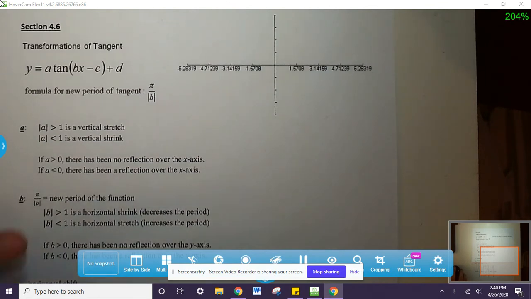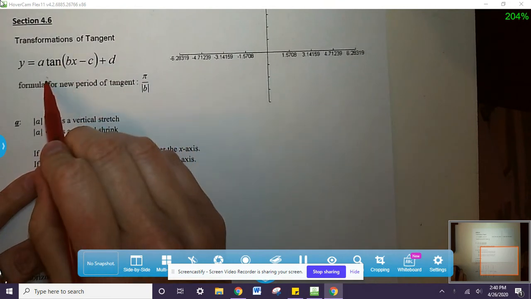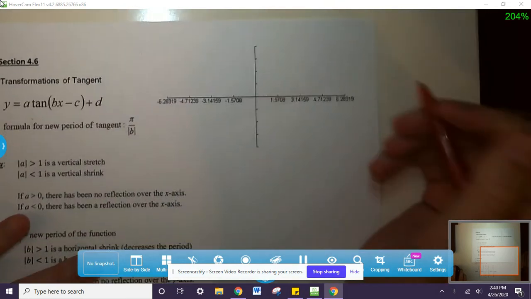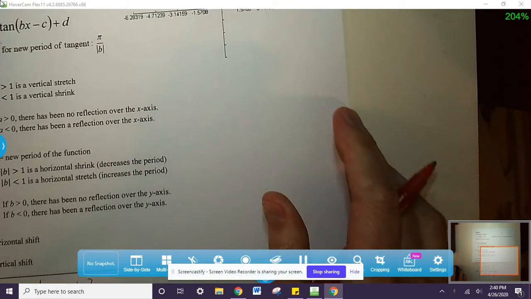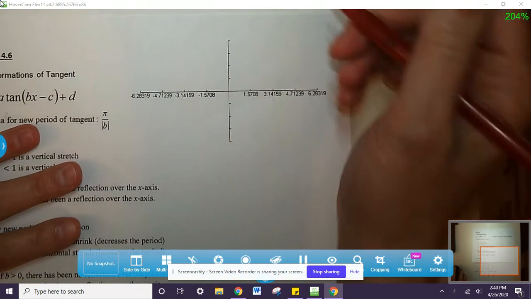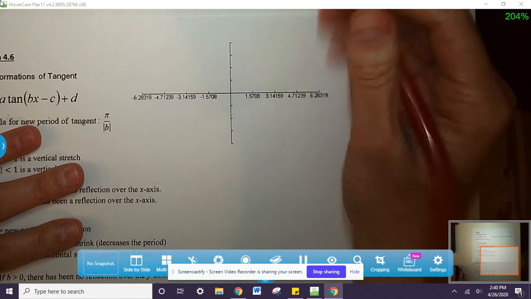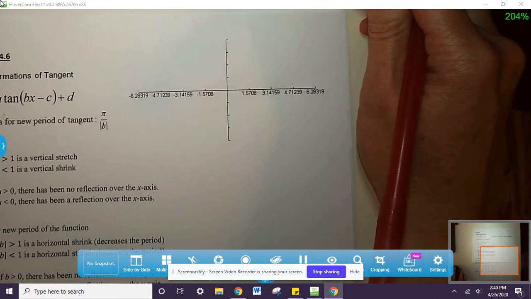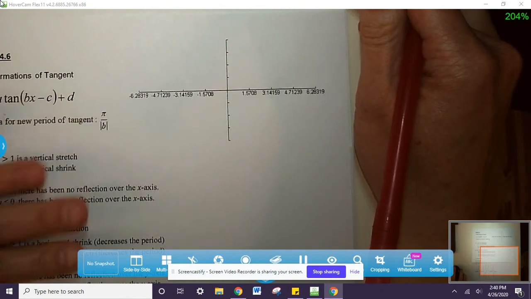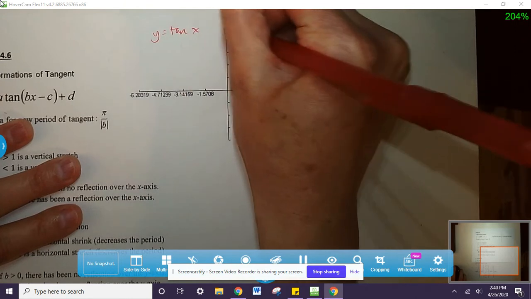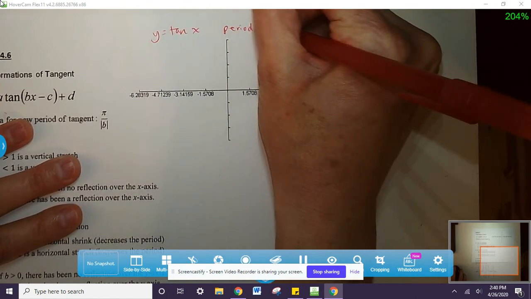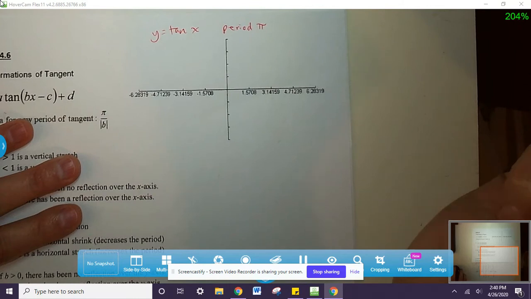All right. So before we get into the transformations of tangent, I want to review the basic tangent graph with you. So if we think back to the previous lesson, I showed you how to graph tangent, and we could draw the unit circle and plot a bunch of points. But once you start to get familiar with tangent, I think what you're going to find is you realize that since tangent has a period of pi, which is different than the period for sine and cosine, it's just half. So the period is only pi for tangent.